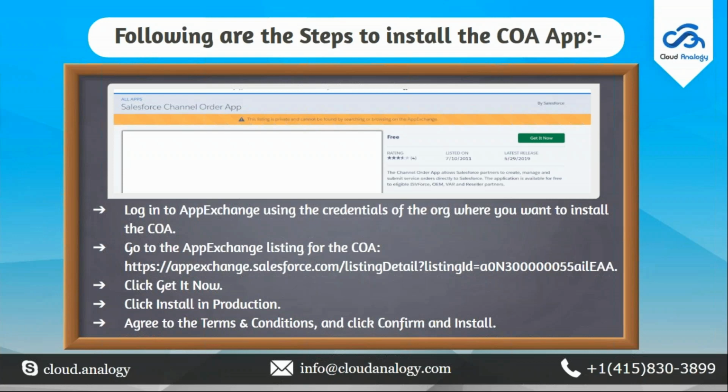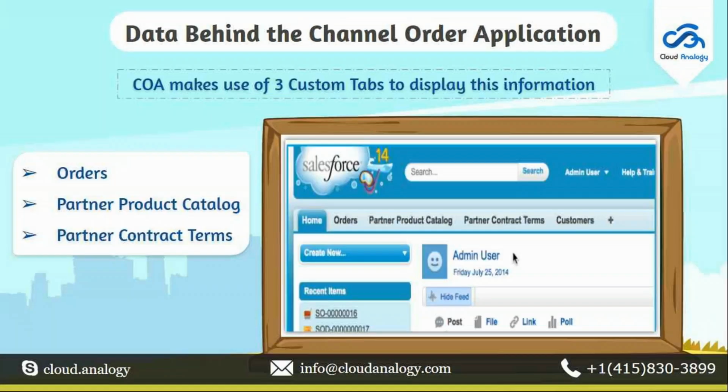So these are the steps you need to follow to install COA in your environment, where you will get the COA app from AppExchange. You must make sure you install it in the same environment where LMA is installed. So this is the data behind the COA. Once you install COA in your environment, you will get 3 custom tabs: order, partner product catalog, and partner contract terms. Now moving ahead, let me give you a quick walkthrough of COA consisting of configuration and live demo.